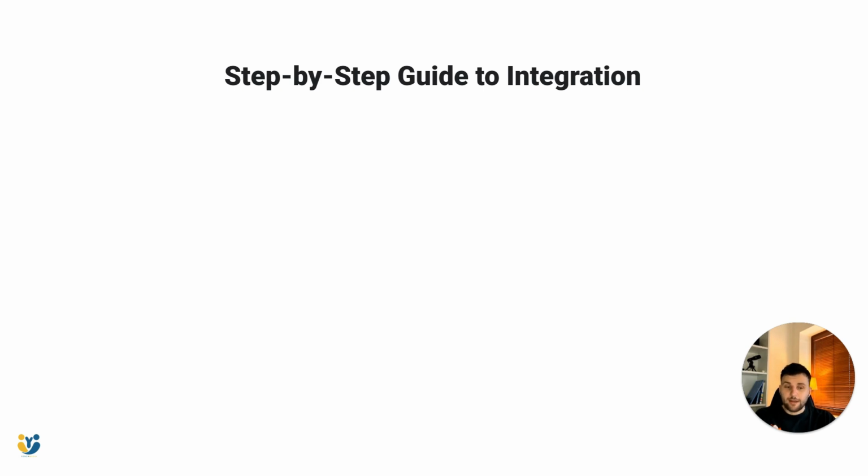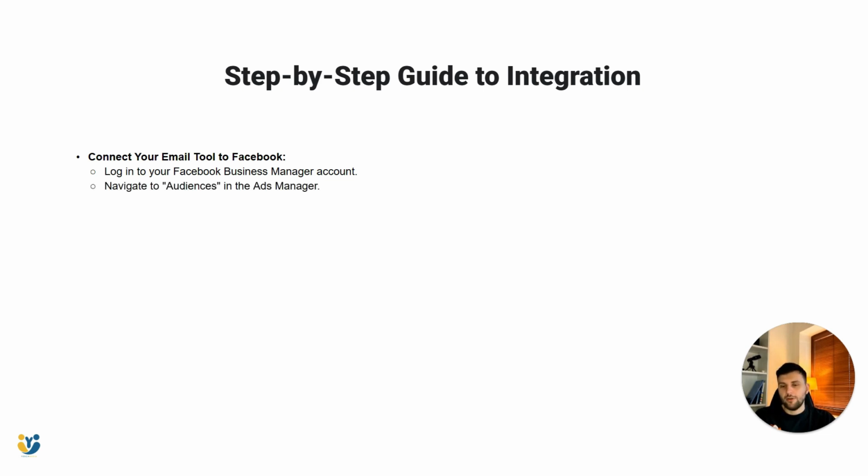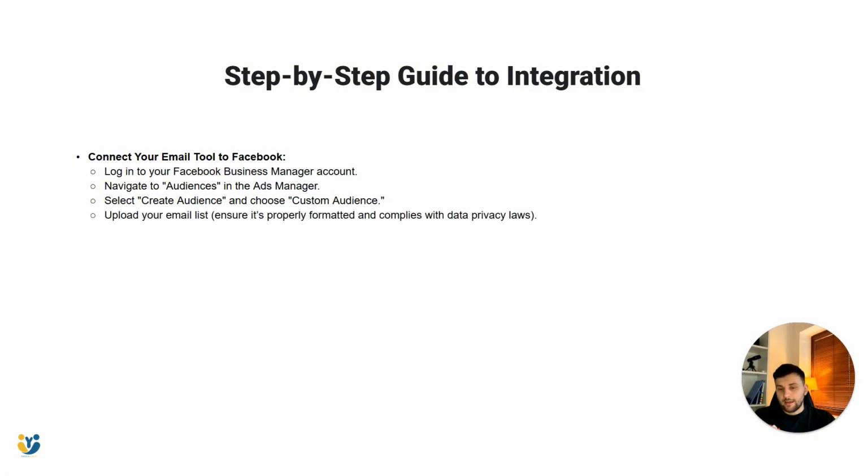So, a step by step guide to integration. And I'm going to show you, but don't worry about that. So, let's go over this. First of all, connecting your email tool to Facebook. You log into your Facebook Business Manager account. Then you navigate to audiences in the Ads Manager. You select create audience and choose custom audience. And then you upload your email list, right? When doing this, Facebook is kind of strict, so make sure it's properly formatted and complies with data privacy laws, right? You don't want to be giving away private information of people, even if you maybe have them, but you don't want to be doing that, right?